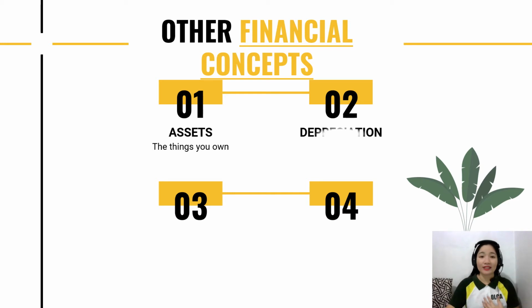The second one is the depreciation. What is depreciation, class? It's a way to express the everyday wear and tear on equipment, spreading the cost of replacement over the useful life of the product.